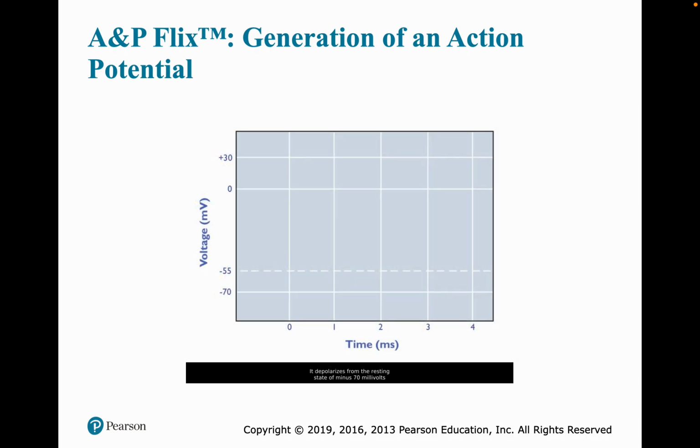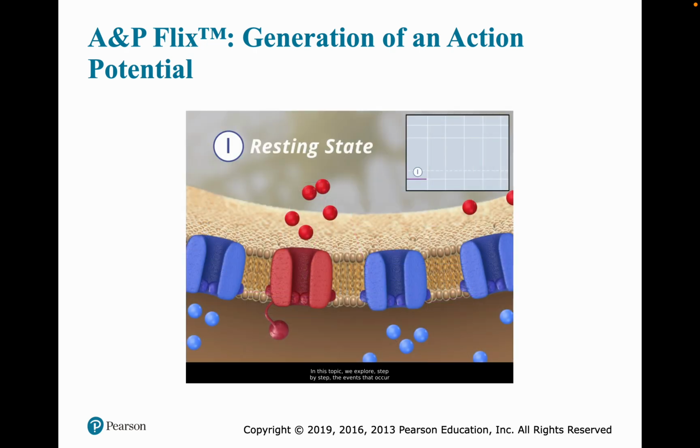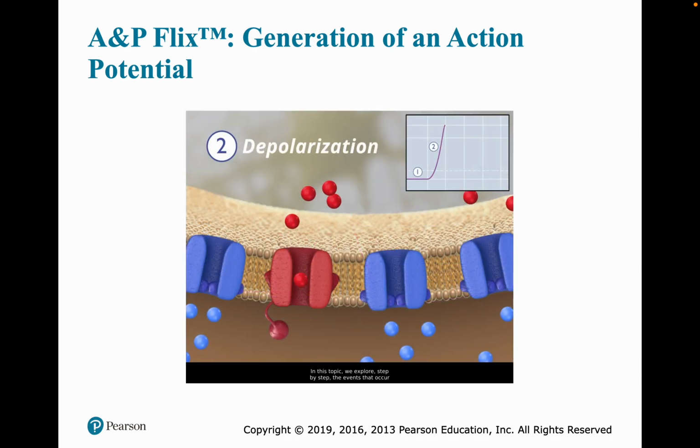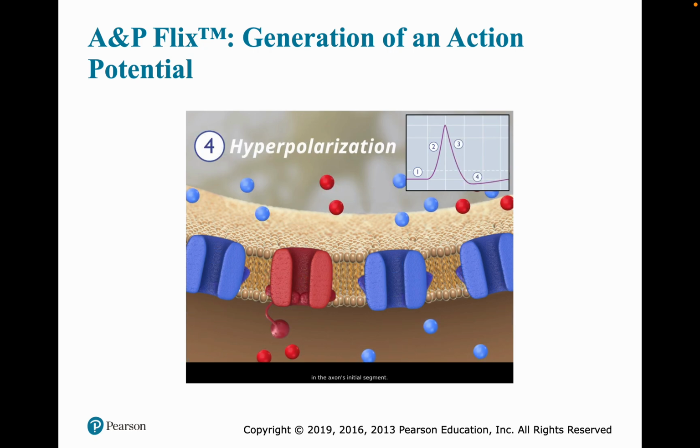It depolarizes from the resting state of minus 70 millivolts to a peak value of plus 30 millivolts, and then quickly repolarizes back to minus 70 millivolts after a brief period of hyperpolarization. In this topic, we explore, step by step, the events that occur as an action potential is generated in the axon's initial segment.